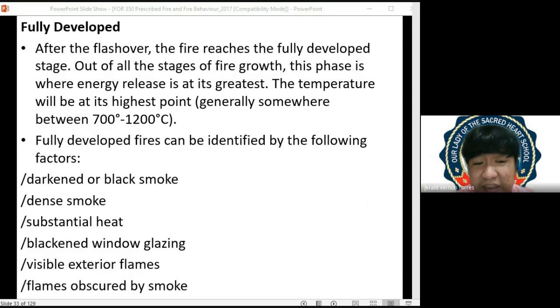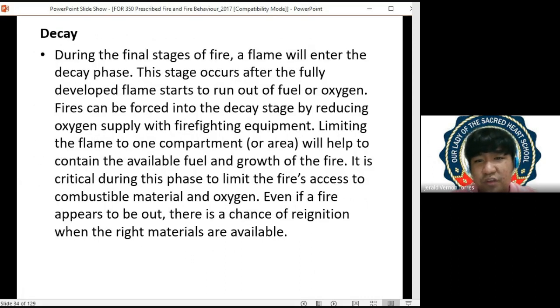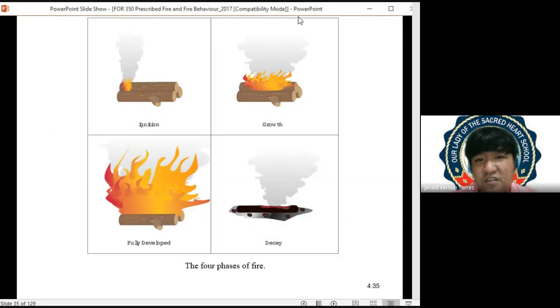Wala na kayong makikitang smoke. Di ba remember that in the growth stage, meron pa kayong nakikitang smoke, especially on the upper layer. Dito, obscured na yung smoke natin ng flame natin. So, meaning sobrang developed na dito ng fire natin. And last, of course, we will have the decay stage, kung saan nag-glow na lang yung fuel natin. And nangyari to, if there is diminished oxygen supply already.